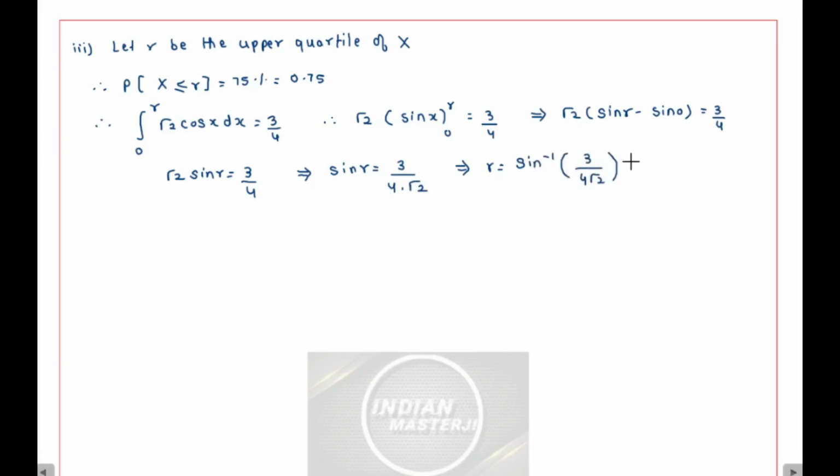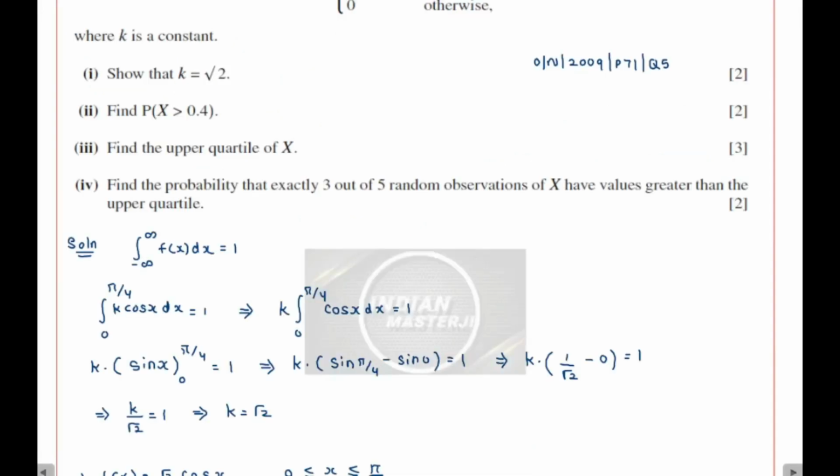So if we solve this on the calculator, what value do we get? We get this as 0.5589 something something. It means R is equal to 0.559 in 3SF. That means the upper quartile is 0.559. Correct? That answers the third part of the question. What is the fourth part?